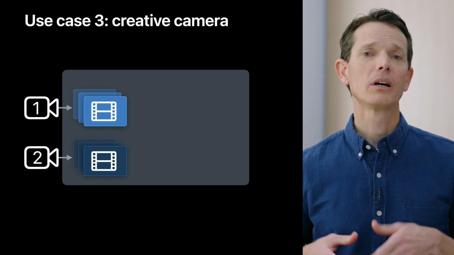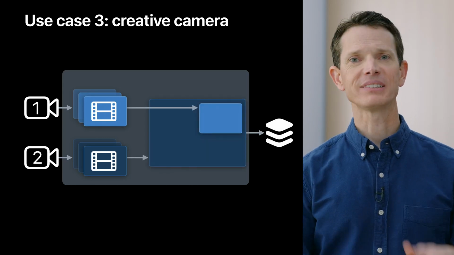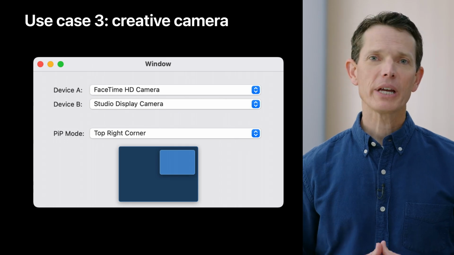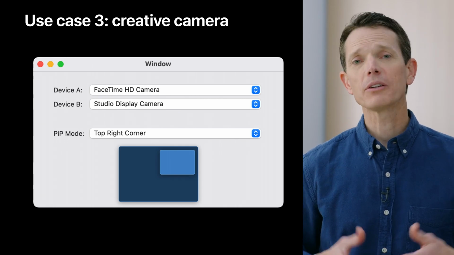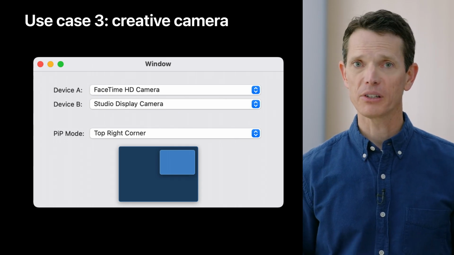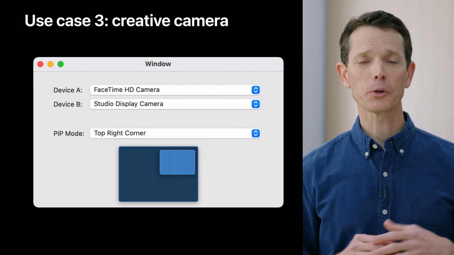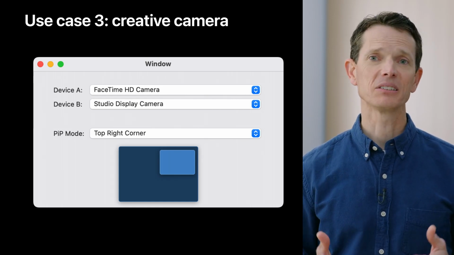Or a creative camera that accesses video streams from several cameras, composites them, and sends them along to the app. A creative camera like this might use a configuration app to control the compositing or parameterize filters. The possibilities for creative camera are really endless. Now that we've explored the primary use cases, let's look at the anatomy of a Core Media I/O extension.